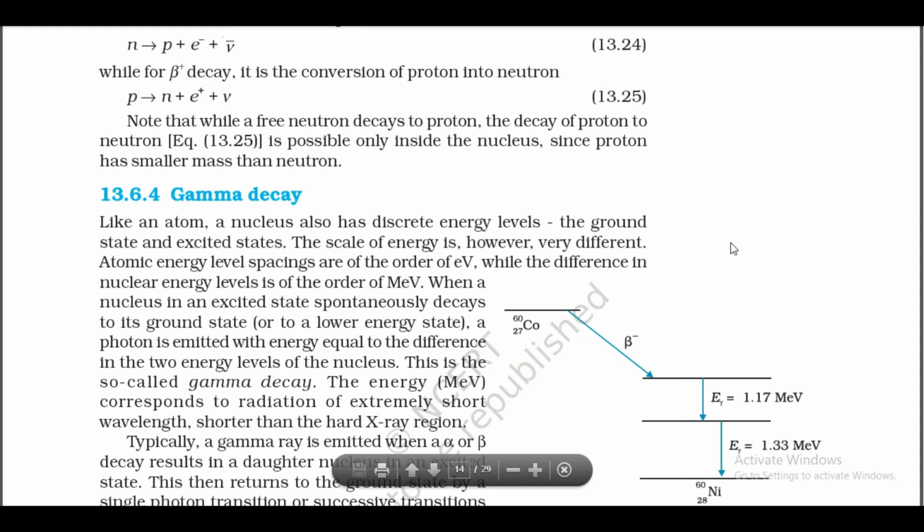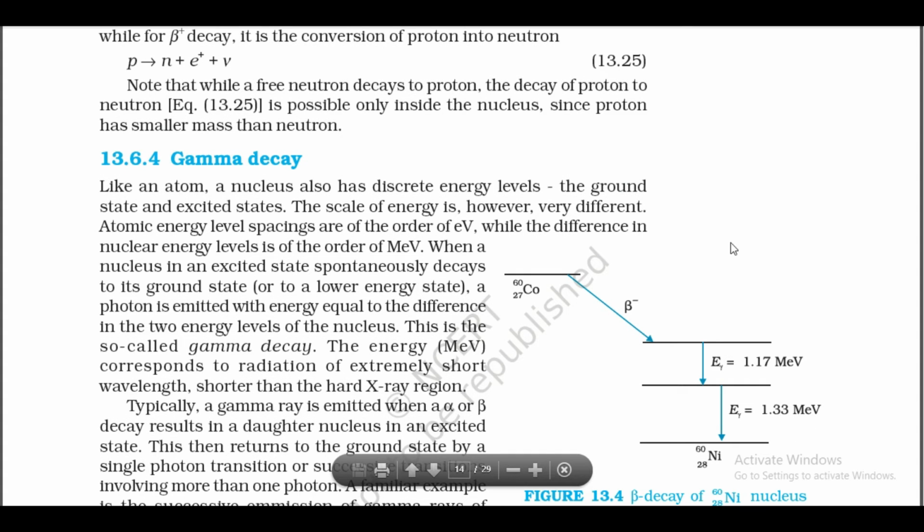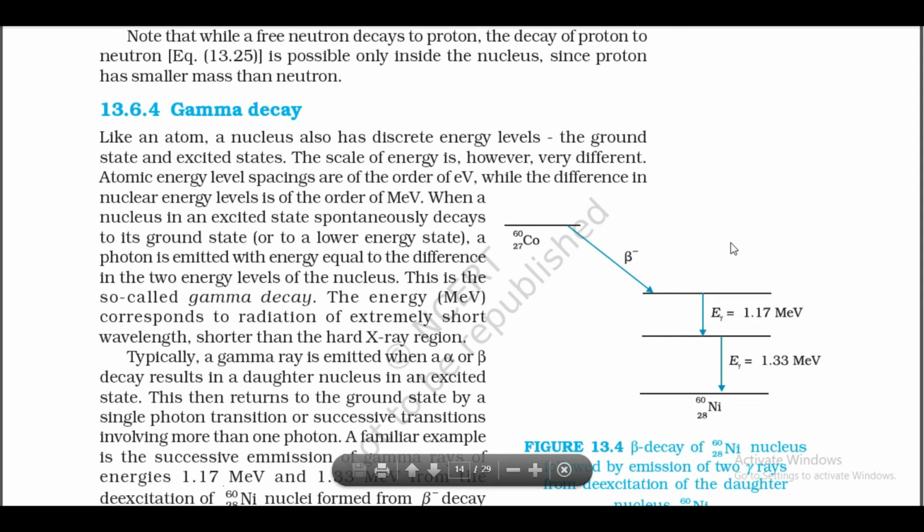13.6.4 Gamma decay. Like an atom, a nucleus also has discrete energy levels, the ground state and excited states. The scale of energy is, however, very different. Atomic energy level spacings are of the order of eV, while the difference in the nuclear energy levels is of the order of MeV. When a nucleus in an excited state spontaneously decays to its ground state or to a lower energy state, a photon is emitted with energy equal to the difference in the two energy levels of the nucleus. This is the so-called gamma decay.